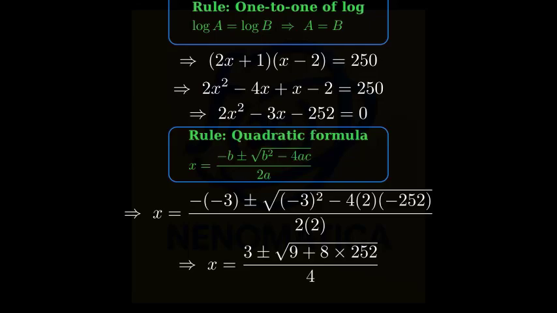Step 7. Compute the discriminant. 9 plus 8 times 252 equals 2025, whose square root is 45.